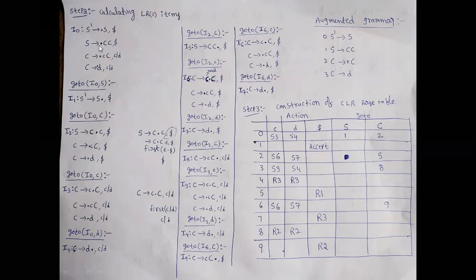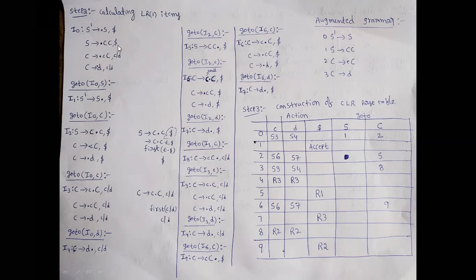Then after the dot we have a non-terminal capital C, so add the productions of capital C. C is production with dot small c capital C, and C is production with dot D. Then how to calculate the look ahead of this one? We consider this production, S is production with dot C. C is the non-terminal, then after C we are adding dot C. So C productions are added. Then after C we have C comma dollar.